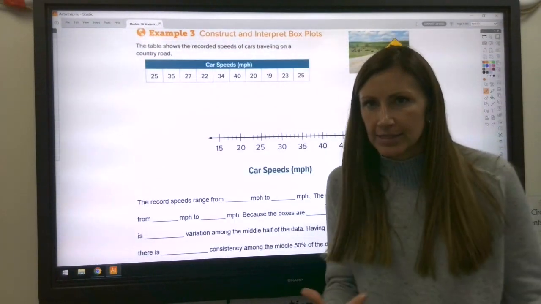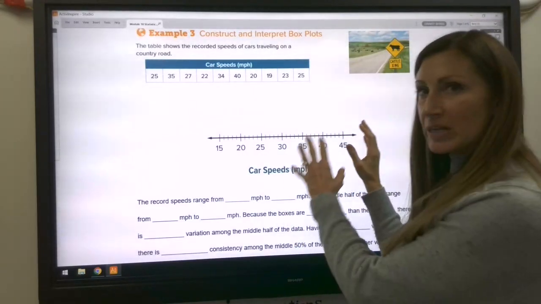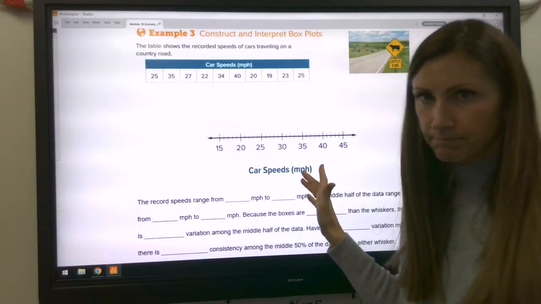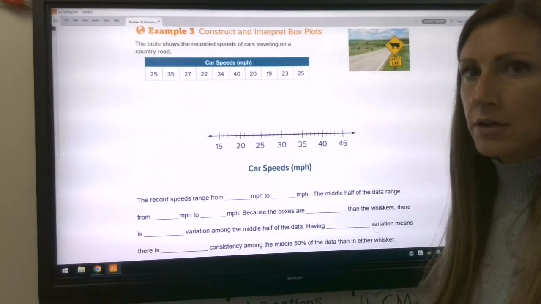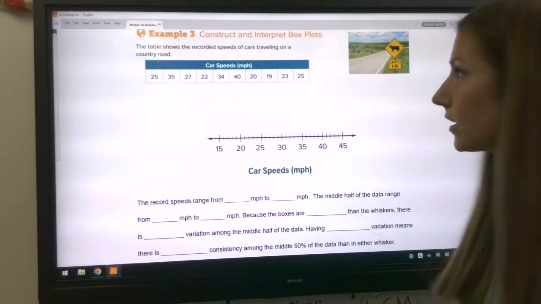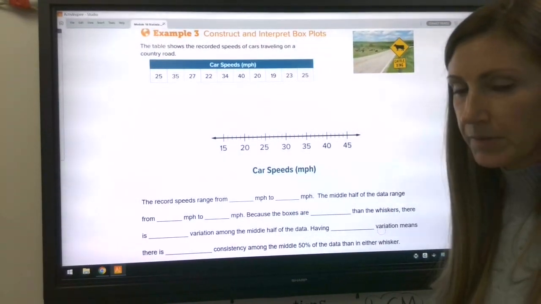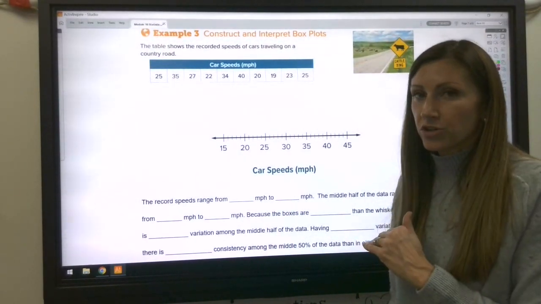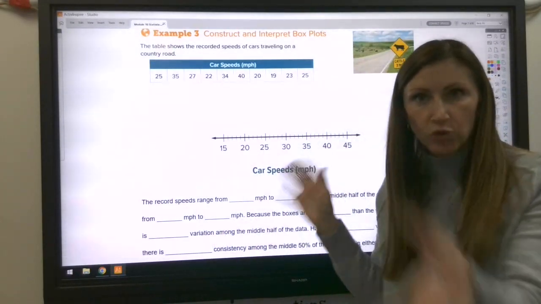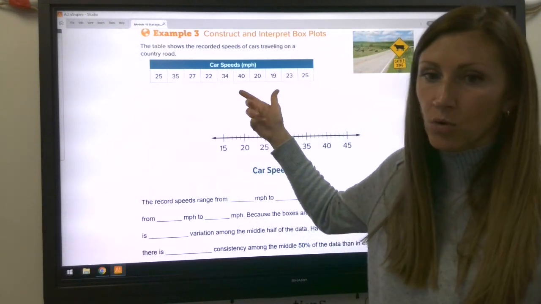All right, last example. So now we have some car speeds, and we're actually going to make the box plot, the box and the whiskers. So same thing, okay? So let's get this data organized first. List them out. All right, do you have them listed? Let's check. When I first wanted to jump into this one, I was antsy. Were you antsy to just put the box up there and put the whiskers up there? You really can't and you shouldn't. We need all of these in order.